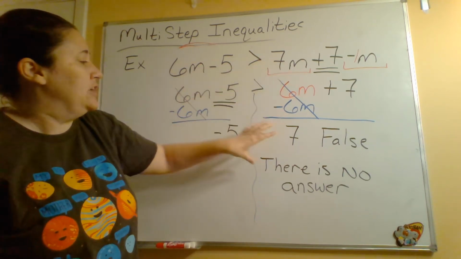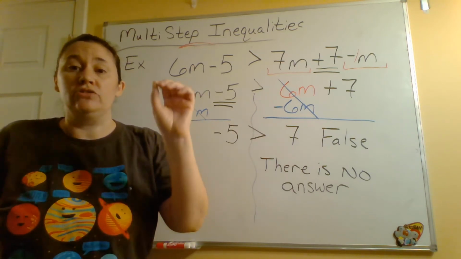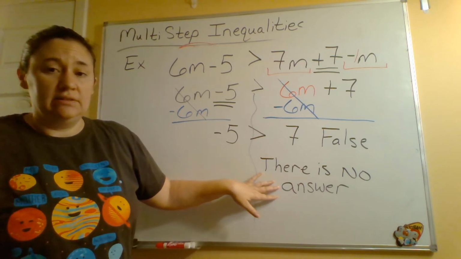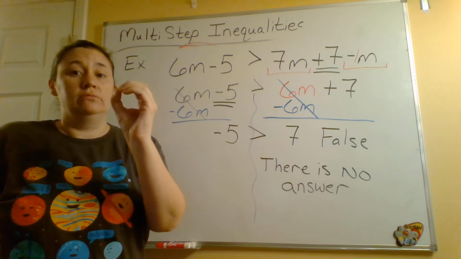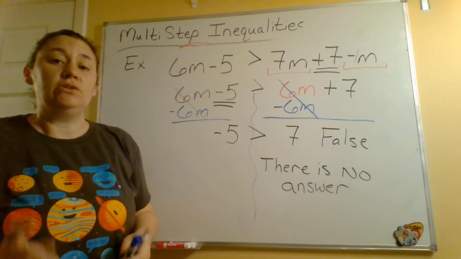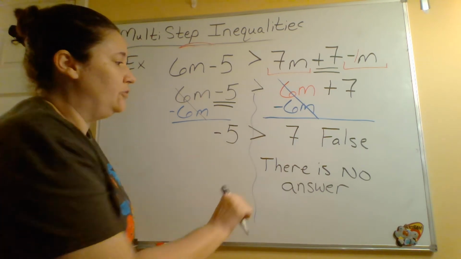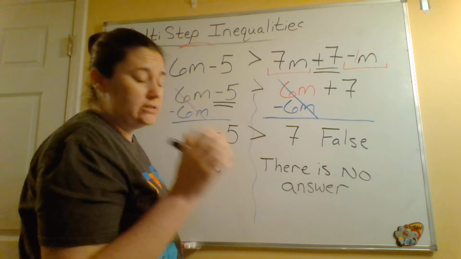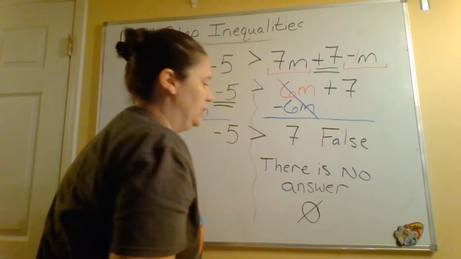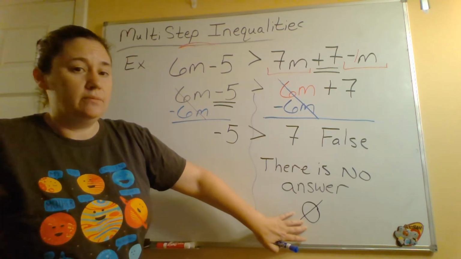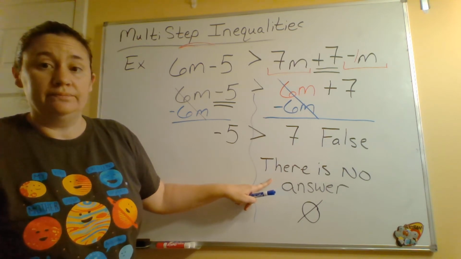Because when you go to solve it, you always end up with this line, negative 5 is greater than 7, and that's not true. So the answer is, there is no answer. That does not mean the answer is 0. The answer is not 0. The answer is, there is no answer. Another way to write this is called empty set. You draw a 0 and you put a line through it. This is not the number 0. This stands for the words, there is no answer.